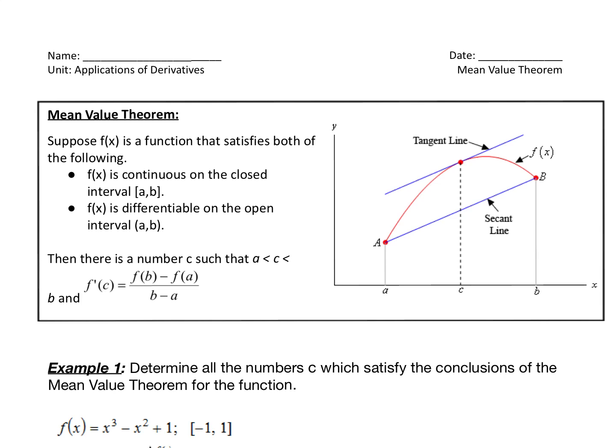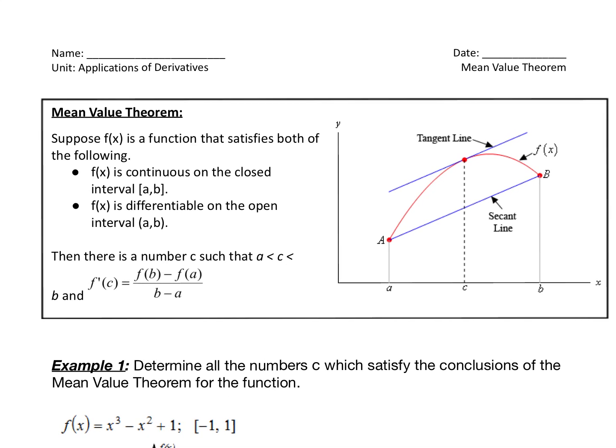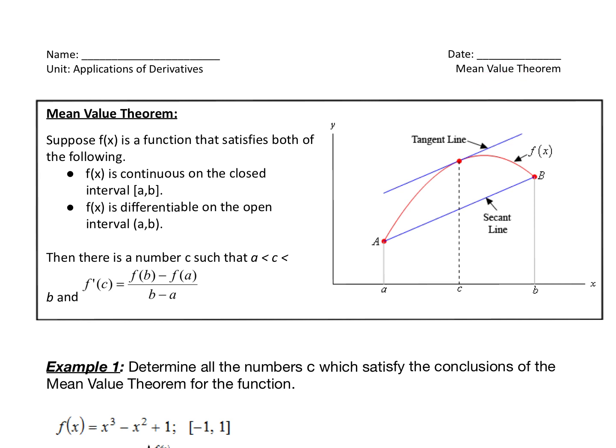Hi everyone, in today's lesson we're going to talk about a concept called the mean value theorem. So I'm just going to read from here what the definition says. Suppose f of x is a function that satisfies both of the following: f of x is continuous on the closed interval and f of x is differentiable on the open interval from a to b. So here's a curve from a to b, this red curve. It is both continuous, because I don't have to pick up my pencil, and differentiable.